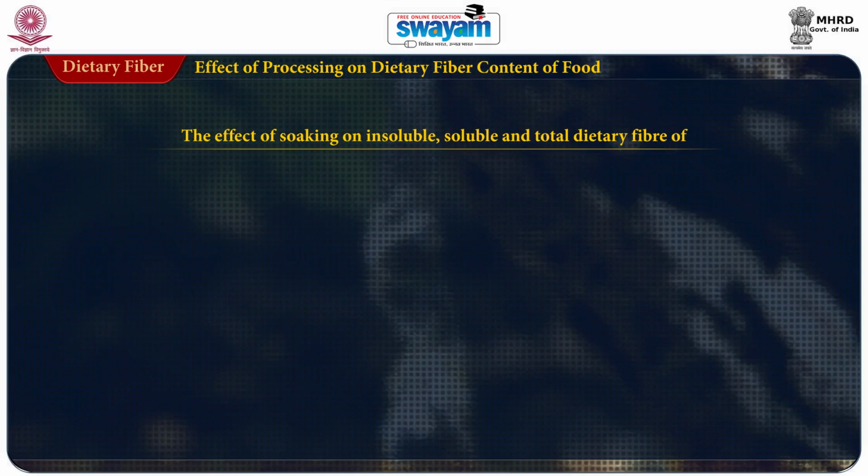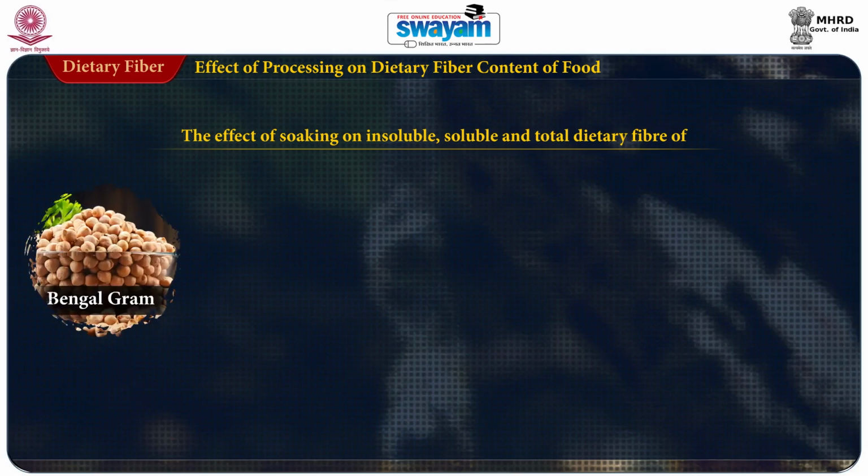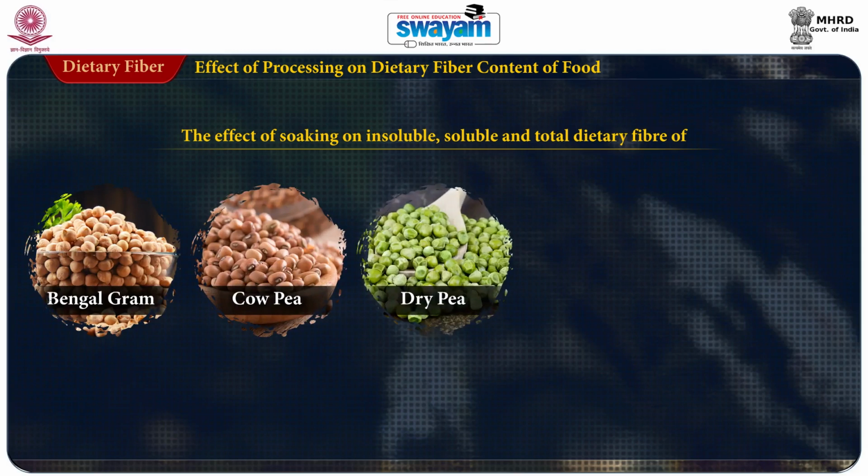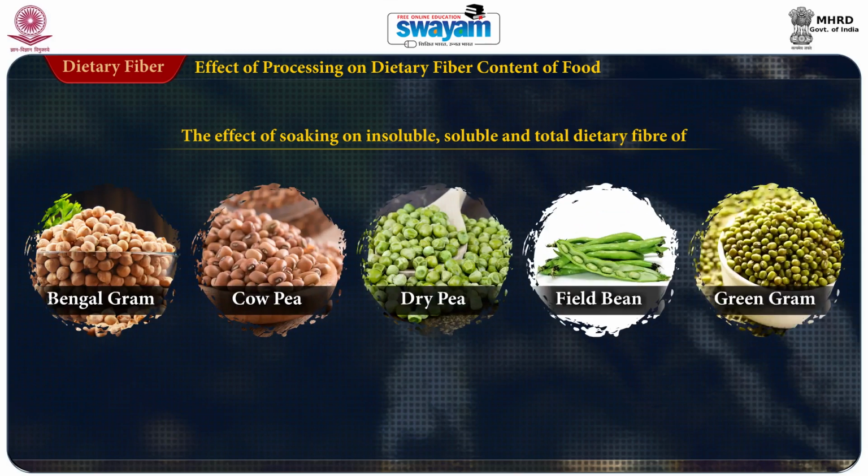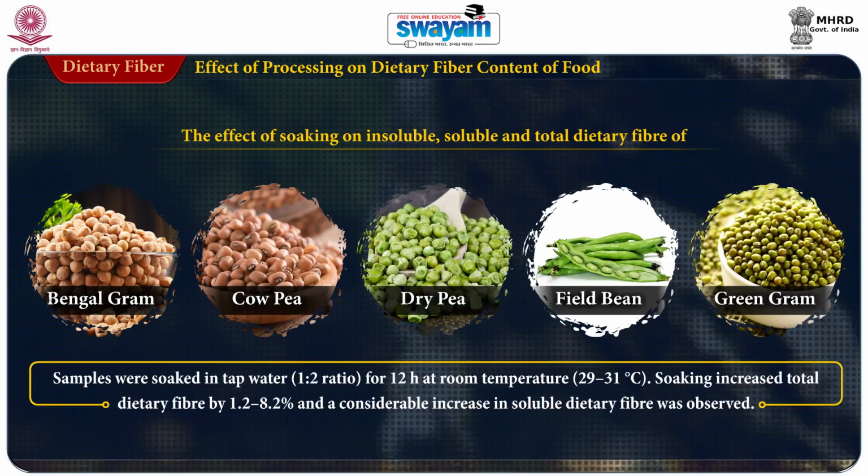Chopra et al. in 2009 studied the effect of soaking on soluble, insoluble and total dietary fiber of Bengal gram, cowpea, dry pea, field beans and green beans. Samples were soaked in tap water for 12 hours at room temperature. Soaking increased total dietary fiber by 1.2 to 8.2%, and a considerable increase in soluble dietary fiber was observed.